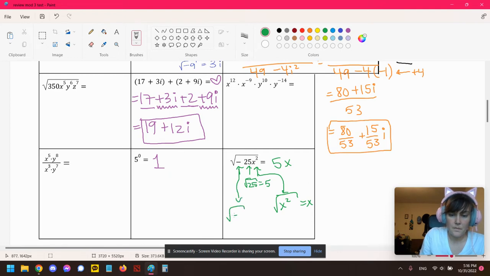Here, the square root of negative 1, we're going to call that positive i, right? And thus we have what the square root of negative 25 x squared is, because we took them one thing at a time.